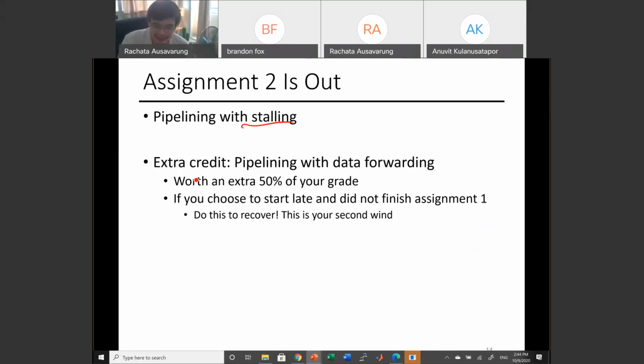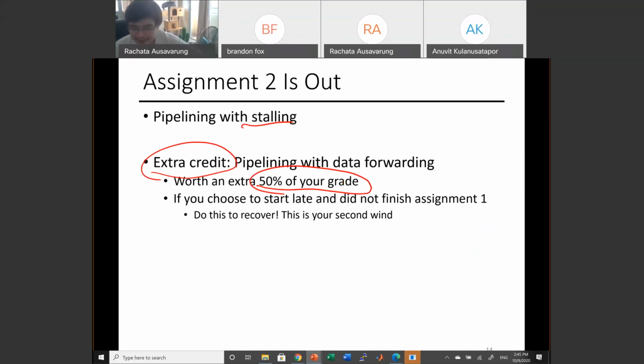I then add the extra credit for data forwarding. If you want to challenge yourself, try implementing pipelining with data forwarding. This would be worth 50% more of the assignment 2 grade. Basically, if you screwed up assignment 1, this is your second win. If you chose to start late and did not finish assignment 1, finish it and make sure you do the extra credit. This is almost the same as if you did not mess up assignment 1. You can still get a really good grade.